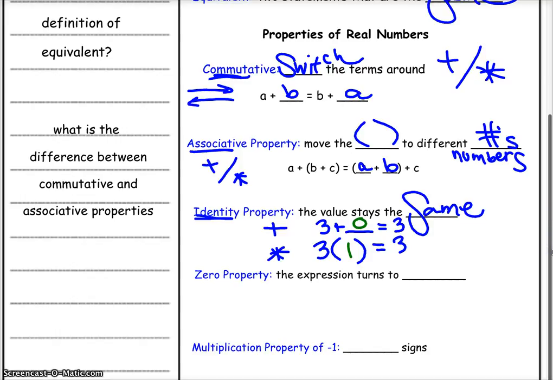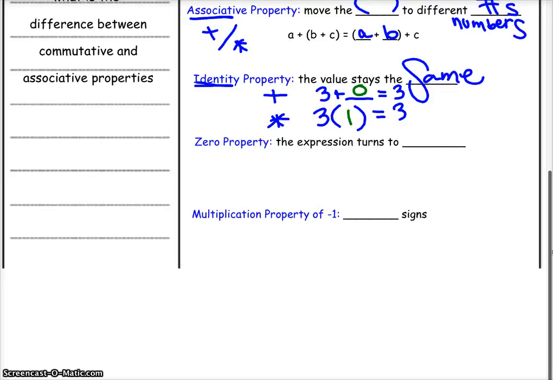Right. Okay. 0 property. 0 property. The expression turns to? 0. How did you know that? I told it. The expression totally turns to 0 because you have the word 0.